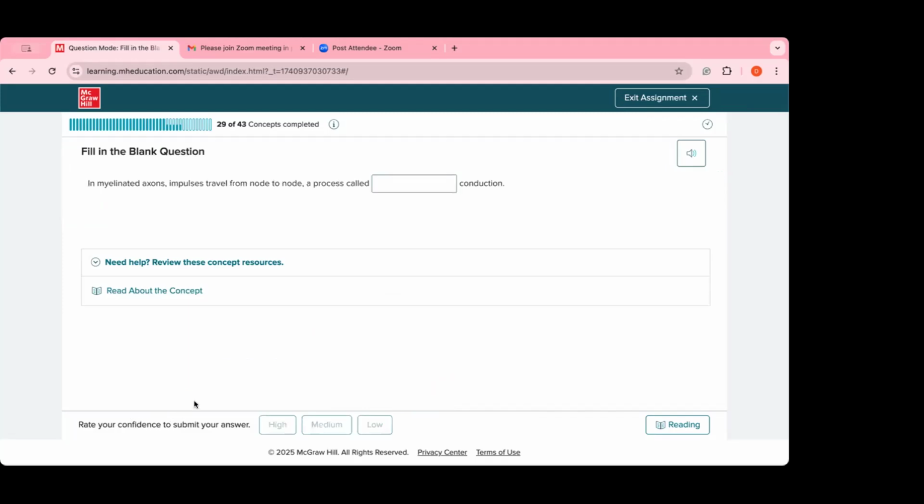And then we have in myelinated axons. In myelinated axons, impulses travel from node to node. That's saltatory conduction. Saltatory. S-A-L-T-A-T-O-R-Y.